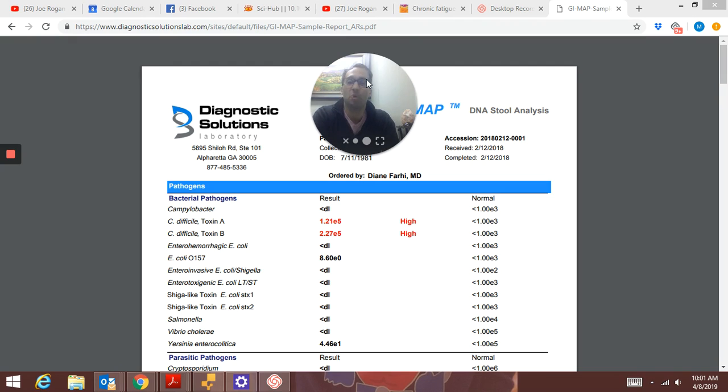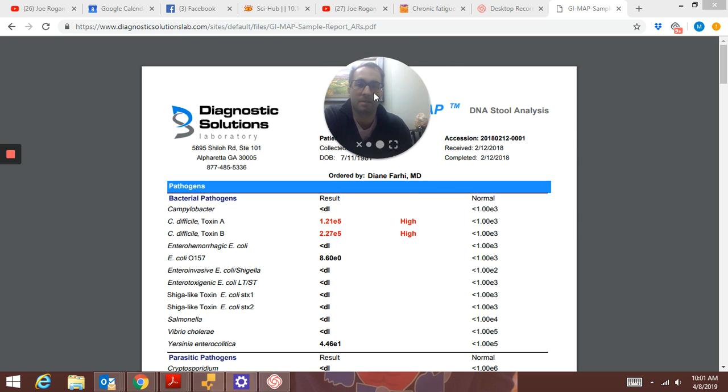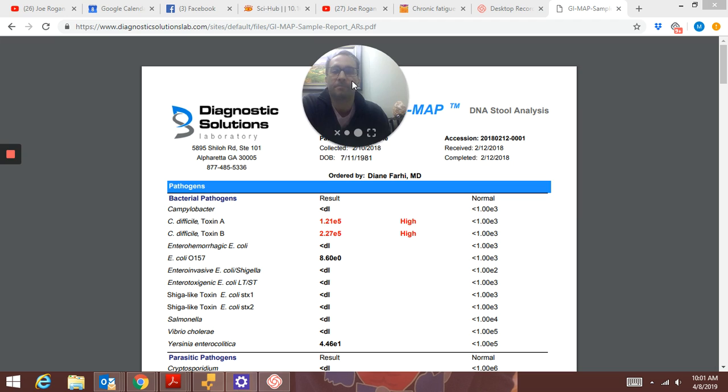I'm going to show you what the sample reports I get back from the GI map test look like. So you can see up top, GI map, DNA stool analysis. These are the stool samples that I use most commonly. There is another stool sample company that I use as well from Genova. But again, there are two different reasons why I use these two different stool samples.